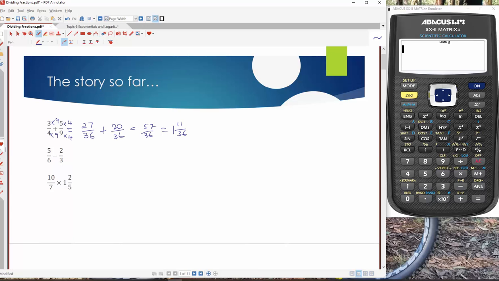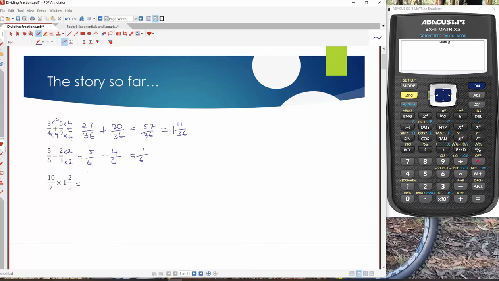Now remember, subtraction works exactly the same way as addition in that it's really hard to subtract 2 from 5 when the parts are not the same. So what we do is we work out the lowest common multiple of 6 and 3, which is 6, and this is the fraction that we need to manipulate to create an equivalent fraction. So that's going to be times 2 and times 2. That's going to be 5/6 take away 4/6, which is 1/6.